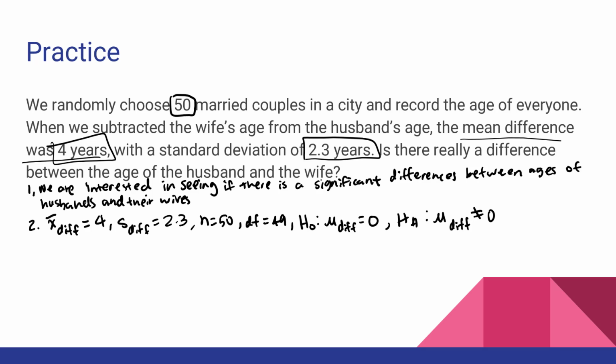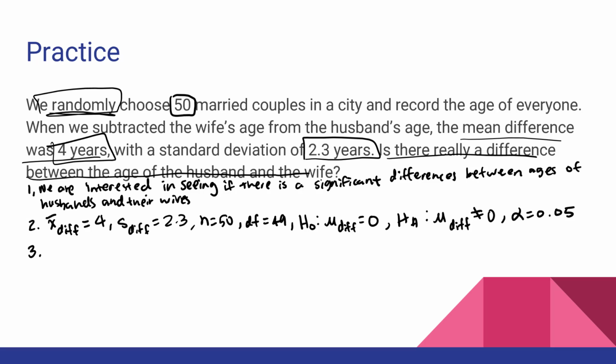There wasn't a direction specified here. If there was a direction specified, it would be something like, is there evidence to believe that husbands are generally older than their wives or wives are generally older than their husbands? That would be giving us a direction to go into. But because they didn't say either one is older than the other, then we just say not equal to. And then our alpha value is equal to 0.05 as usual. So we can go into our conditions now. First, we immediately see the word randomly here. That's good for us.